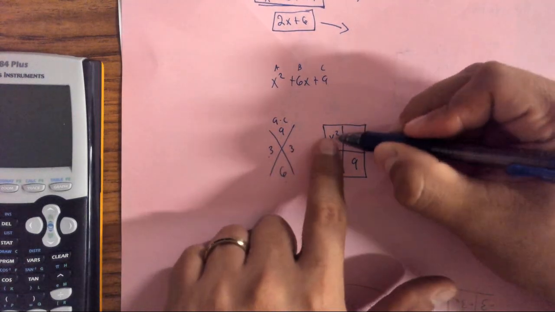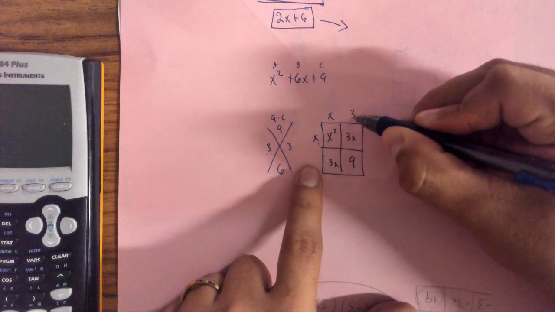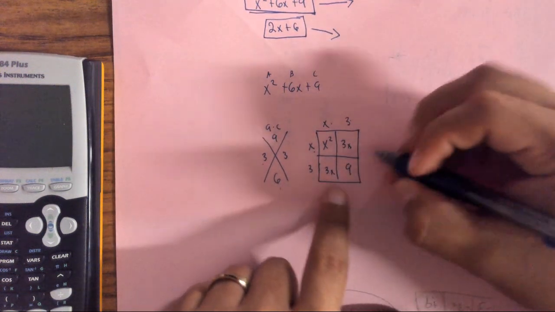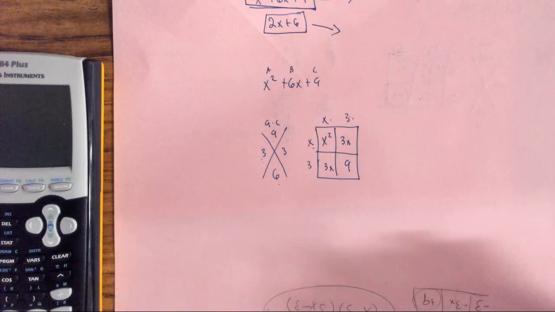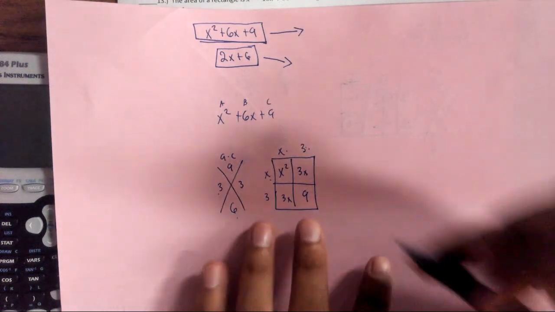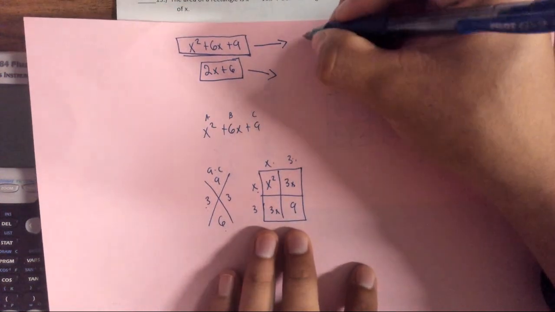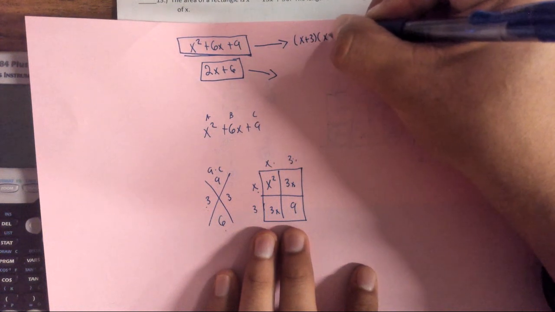Factor these out, so x squared is going to become x and x. X times 3 gives me 3x. X times another 3 gives me 3x, and then 3 times 3 is 9. All right, so we go in, multiply those out. Again, what that means is I can actually rewrite this expression up at the top as 2 factors, x plus 3 and x plus 3.